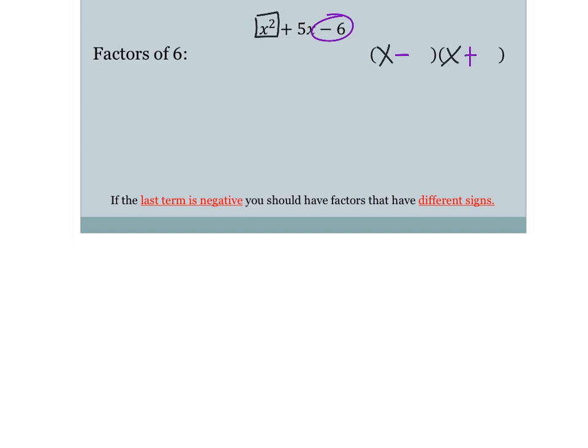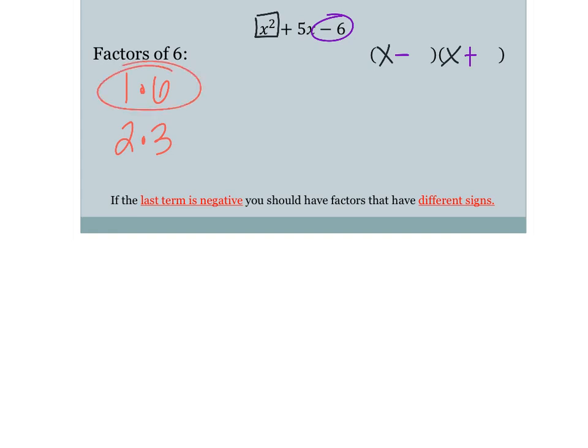Factors of 6, 1 times 6, 2 times 3. And only a few of them are actually going to add together to equal positive 5. Okay, hold on a second. It's not going to be that one. Wow, okay, it's going to be this one.